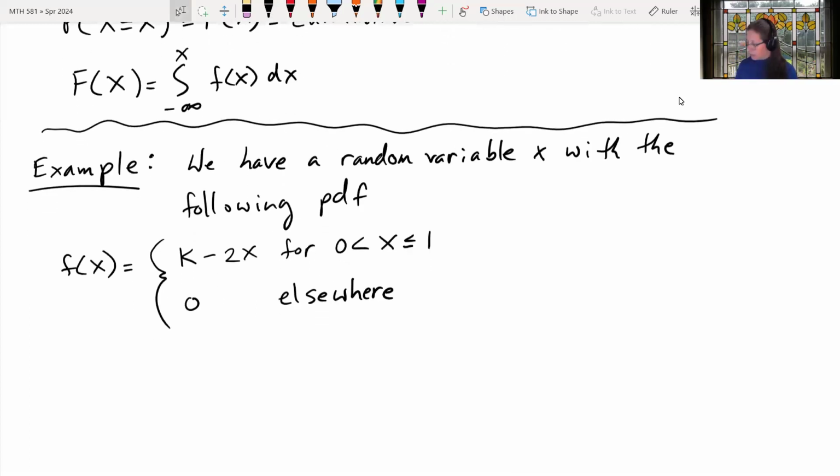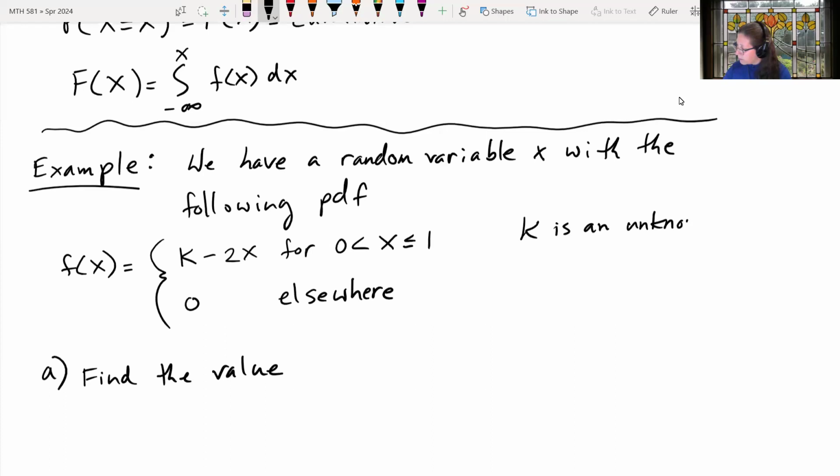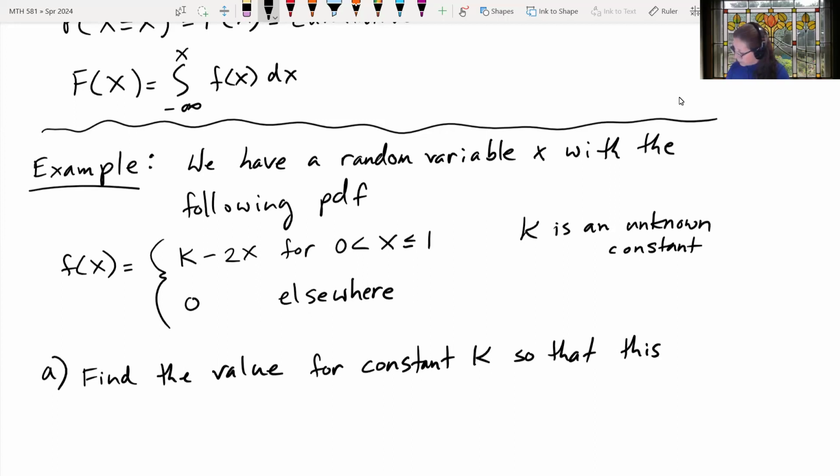So I'm going to split this up in a couple different questions in here. So let's do part A is find the value. And I've said it, but I didn't write it down. K is a constant. So part A is find the value for the constant k so that this is a valid PDF.